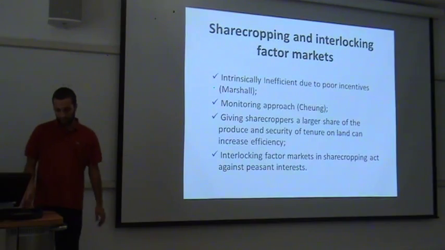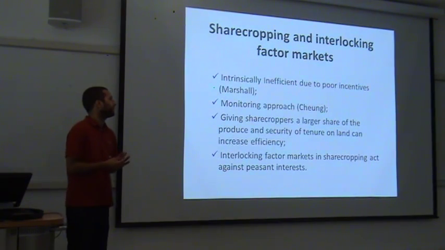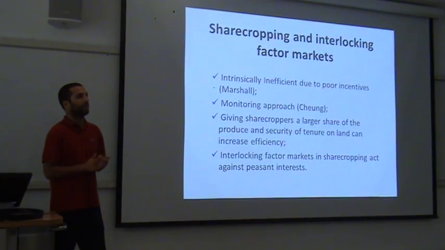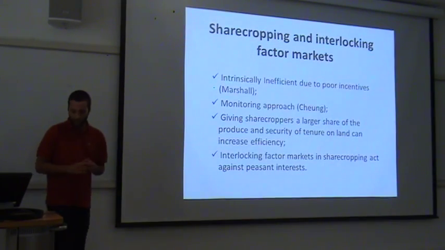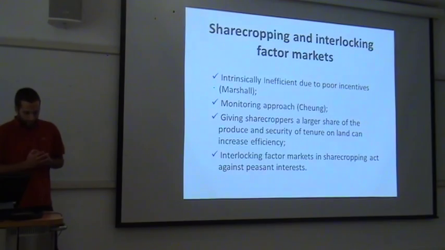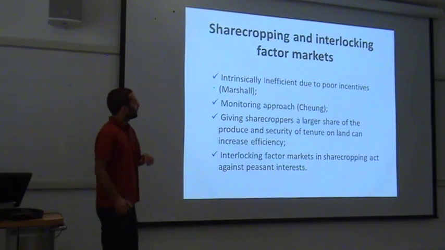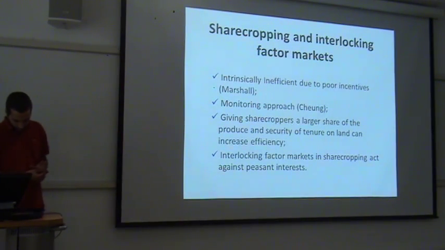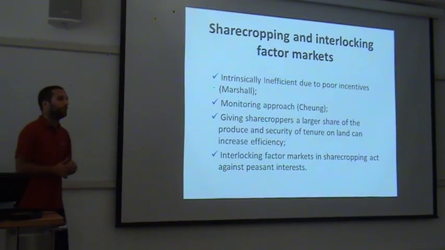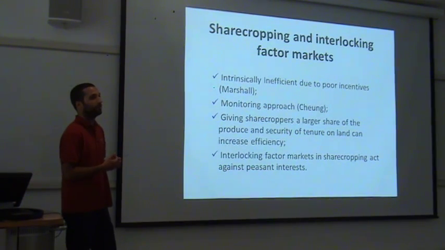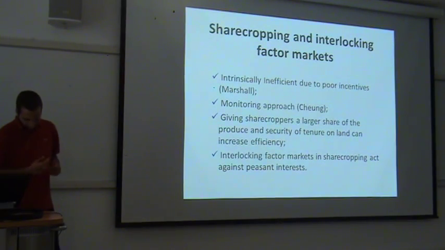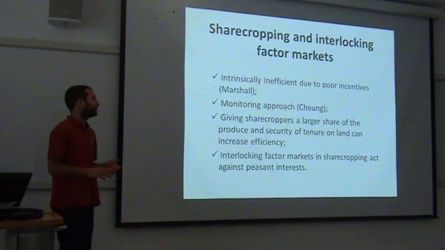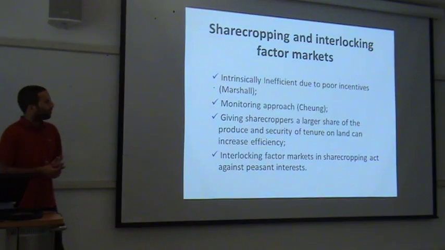Sharecropping, as Gabriela already explained, is when a peasant farmer rents the land and they decide how the output is going to be divided between the landlord and the farmer. The problem with sharecropping, according to Alfred Marshall, an economist, is that the peasants were only paid part of their marginal product. So therefore, they would not put in as much effort as if they were receiving the whole amount.